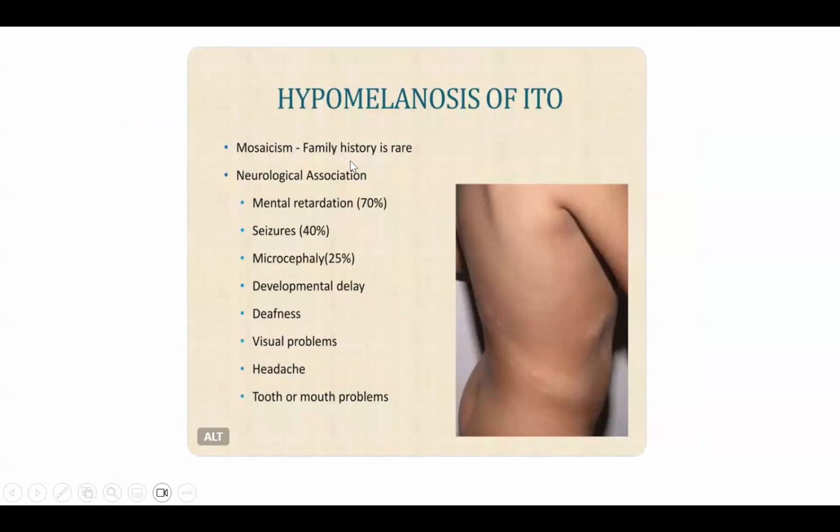Hypomelanosis of Ito: mosaicism, family history is rare. Neurological associations include mental retardation in 70% of cases, seizures in 40%, microcephaly in 25%, developmental delay, deafness, visual problems, headache, and tooth and mouth problems could be there. You can see these hypopigmented skin lesions. You can't see hyperpigmentation. This is the main difference.